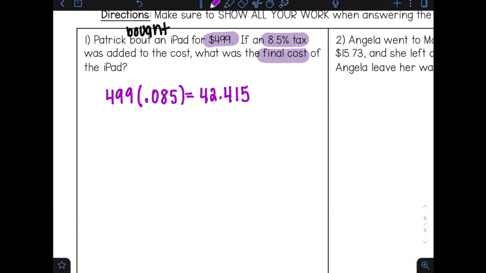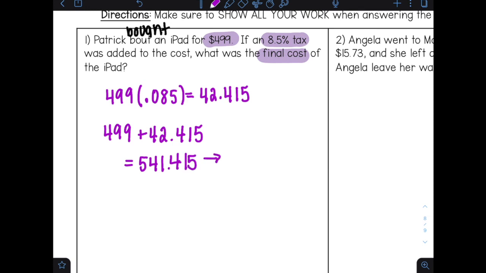Okay, so that's really important. Always round at the end. So here we have $499 plus our 42.415. Our total that we're going to get is $541.415. So this is going to equal, in terms of dollars, now we will round to the nearest cent. So we have $541.42 as our answer.